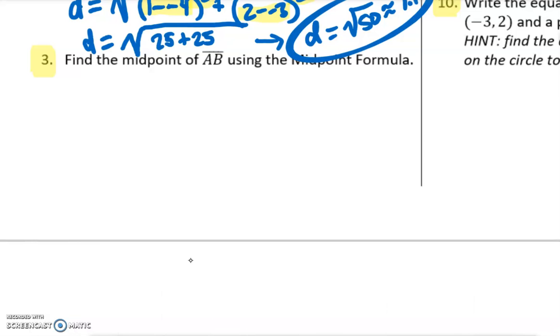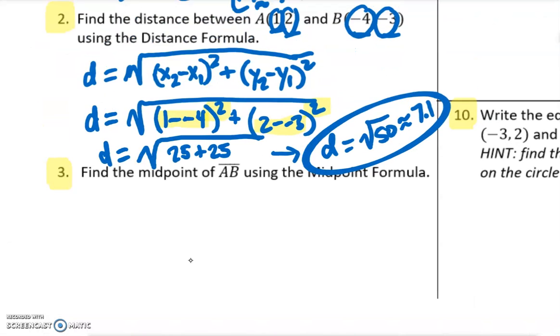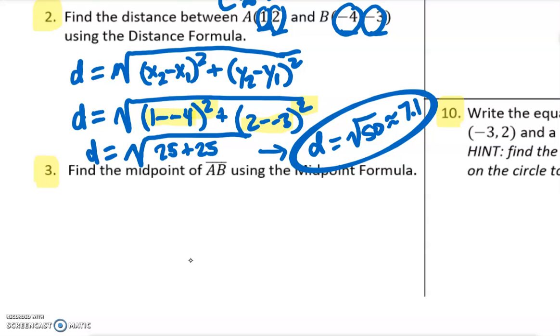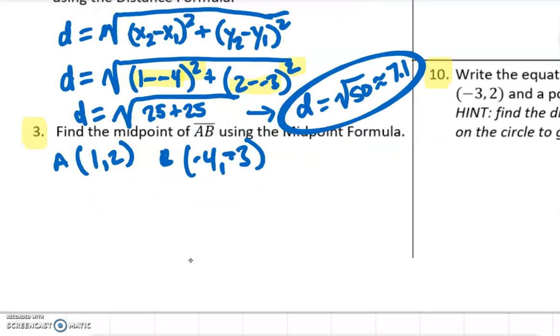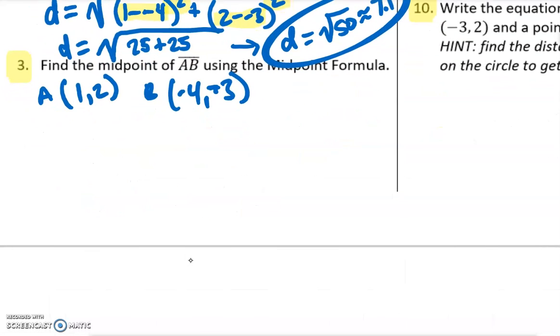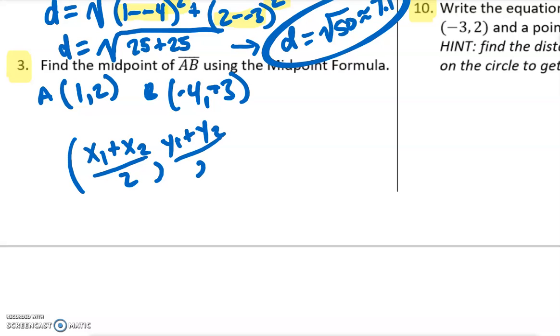Number 3, the midpoint of AB. Okay, so we're using those same exact 2 points. So let's write them down here. So A was 1, 2 from above. B was negative 4, negative 3. Now from your notes, we know that the midpoint is, we're going to take the x values, both of them, add them together, and divide by 2. And we're going to do the same thing with the y values. Add them together, divide by 2.